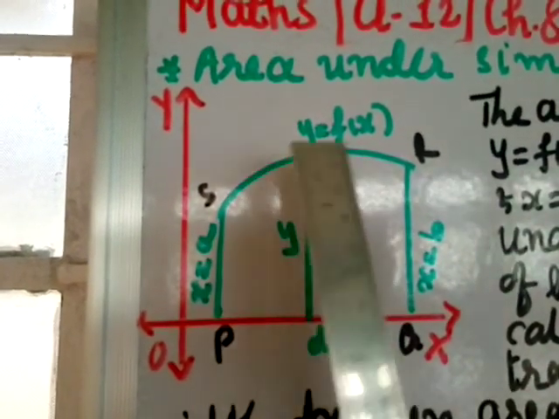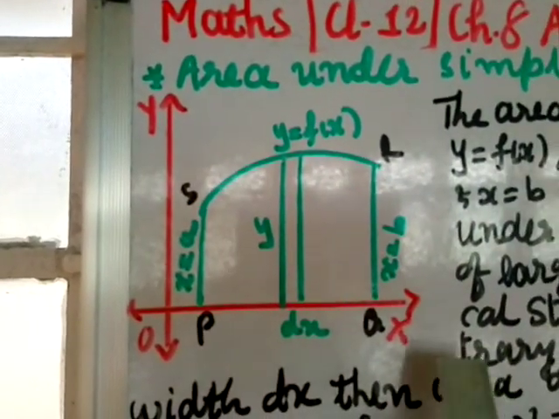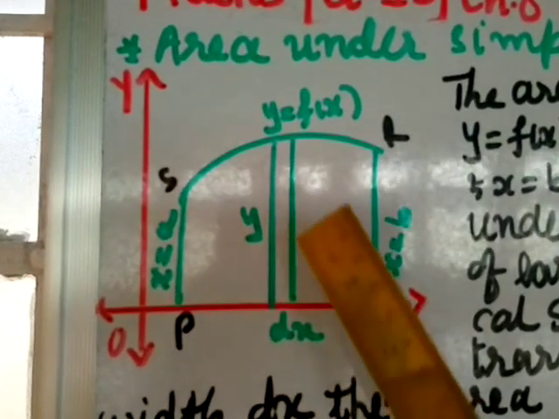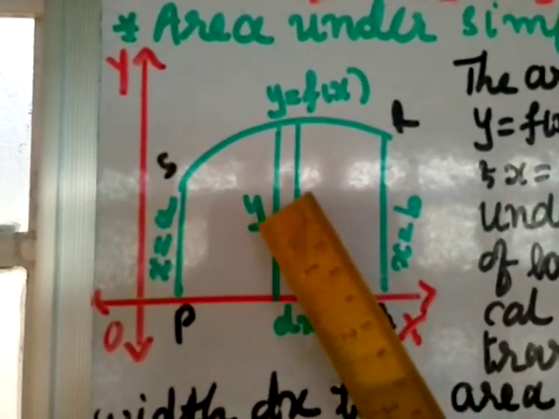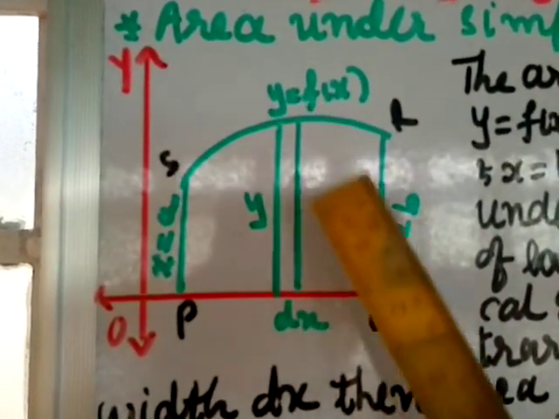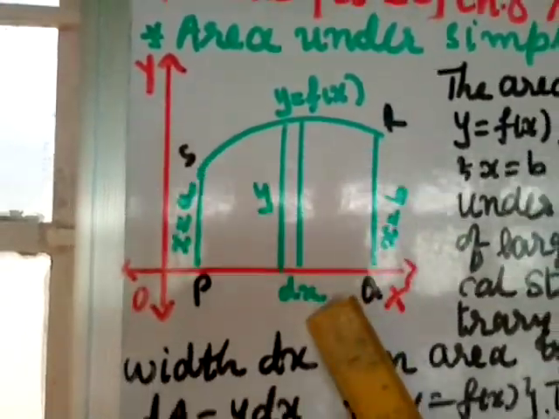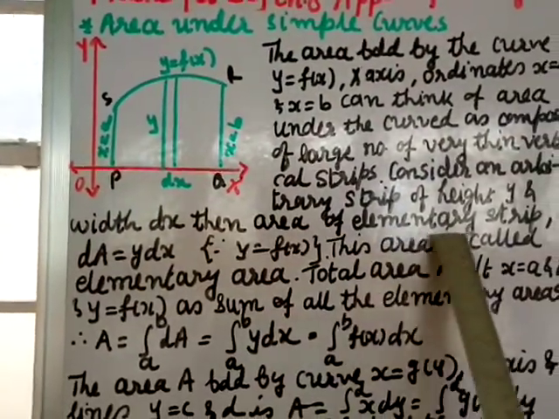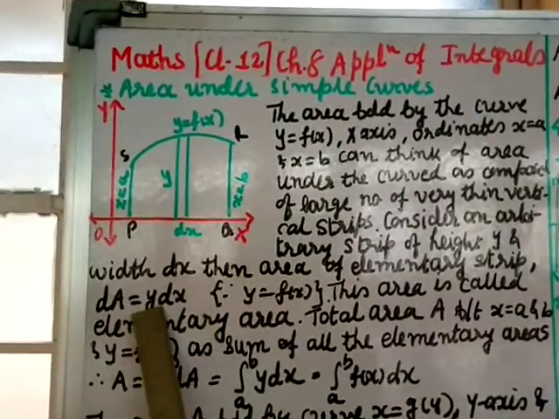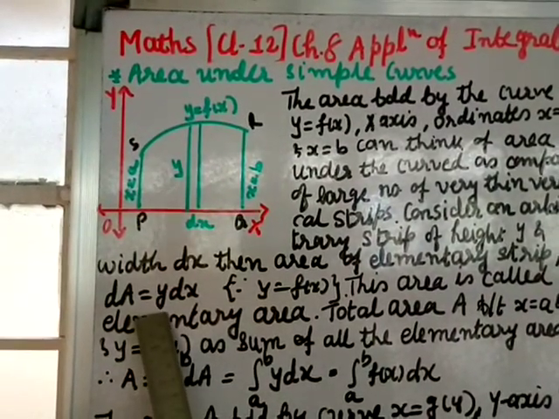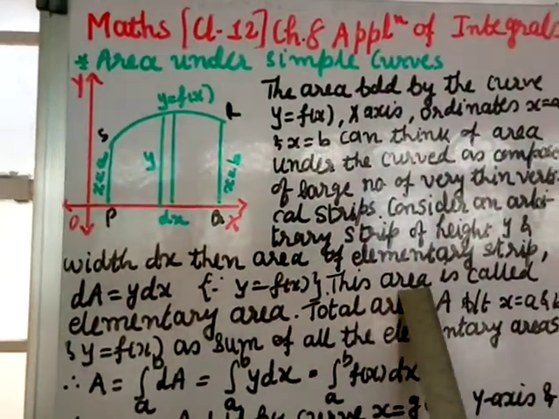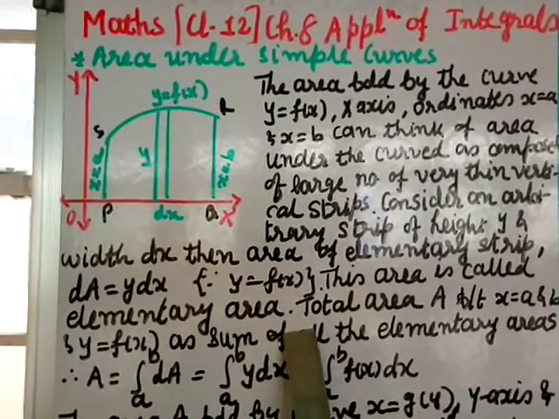When you consider a small strip, it will be considered as a rectangle, and the area of the rectangle is length into width, length into breadth, so y into dx. So the area of this small strip will be y dx. Then the area of the elementary strip dA is equal to y dx. y is a function of x, that is y equals f(x), and this area is called the elementary area.